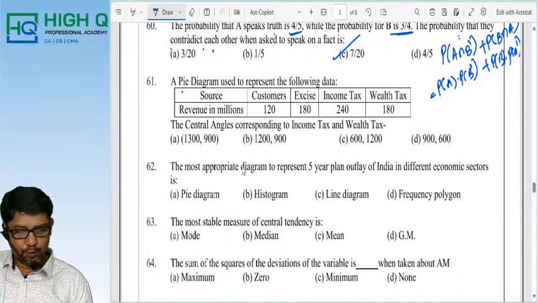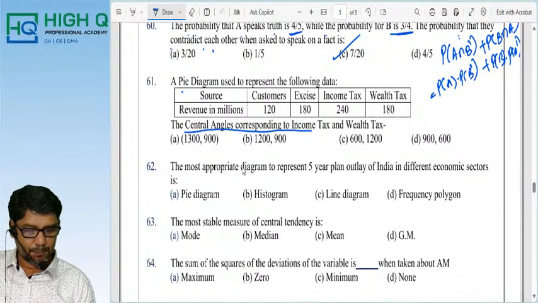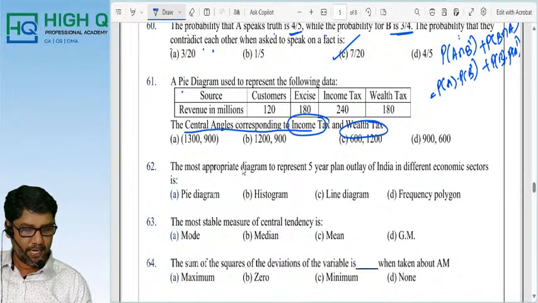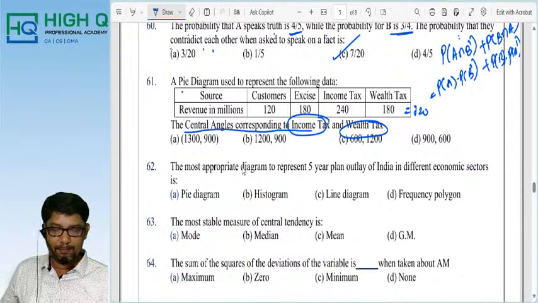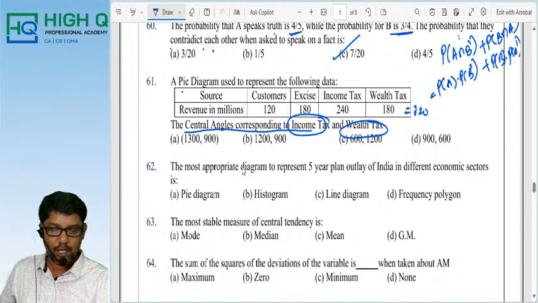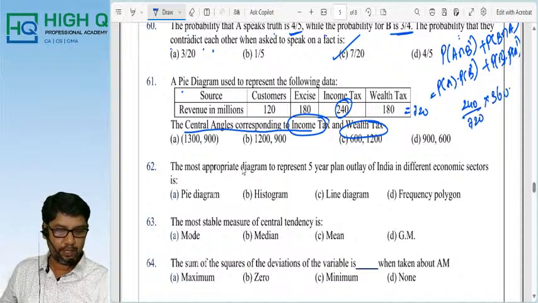Now, a pie diagram is used to represent the following data. Some data is given. The central angles corresponding to income tax and wealth tax. Add everything. Is it 720, my dear? What is income tax? 240 by 720 into 360. Correct.